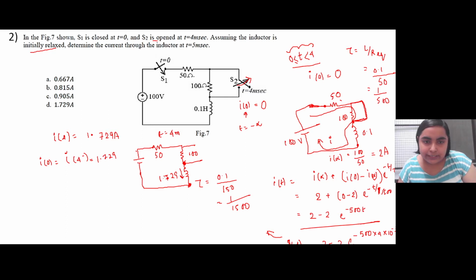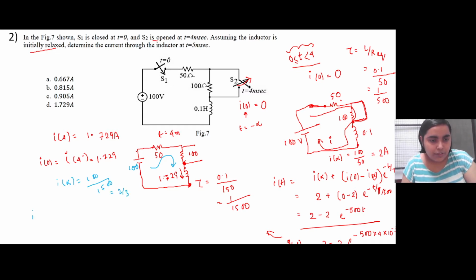Now for this let us write the equation. Let us also calculate I infinity first. At time t equal to infinity, what will happen? The inductor will behave as a short circuit and it will just see these two resistances. So current at infinity will be, voltage is still 100 volt, so 100 by 150, that is 2 by 3.